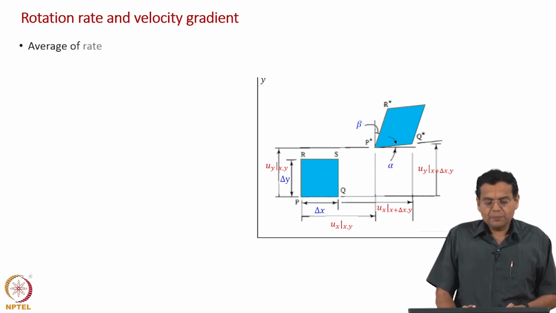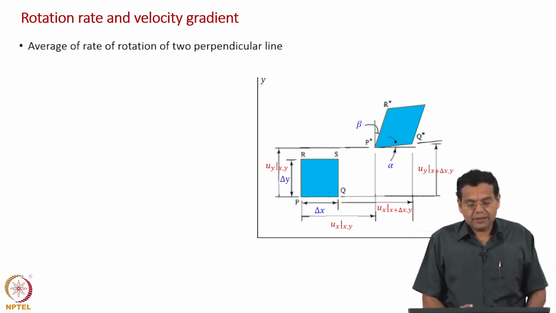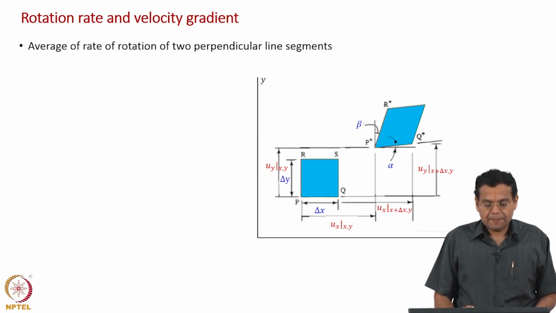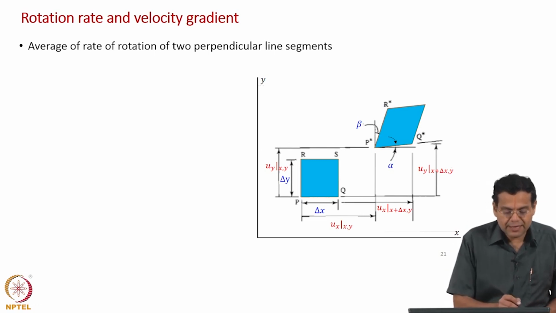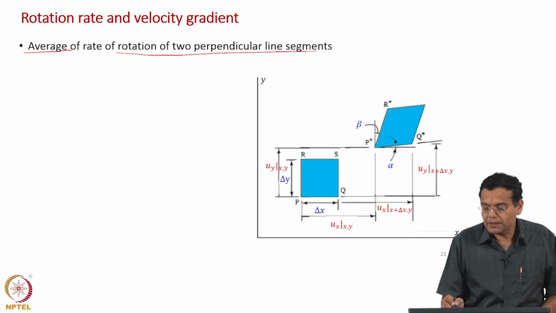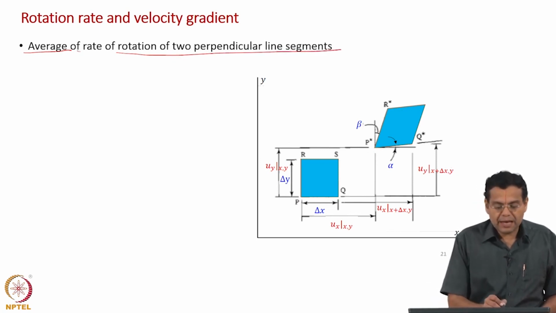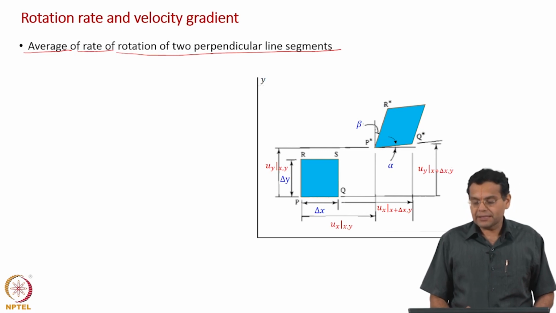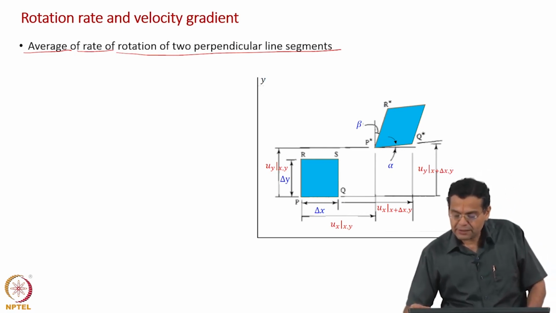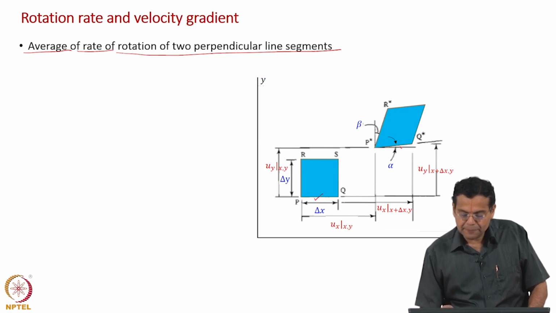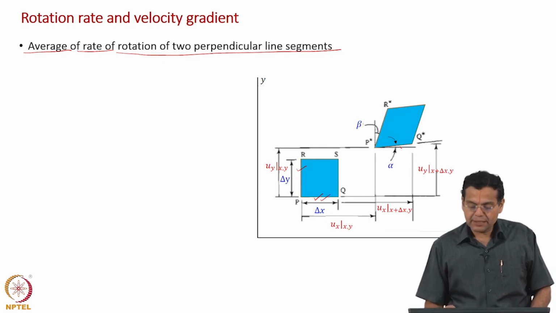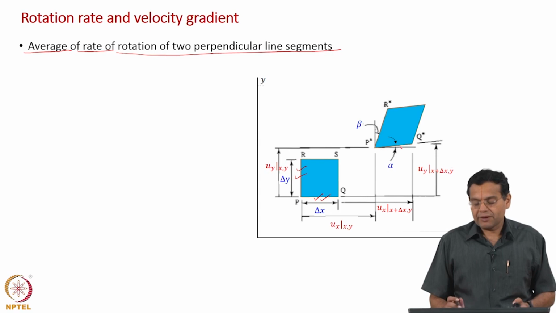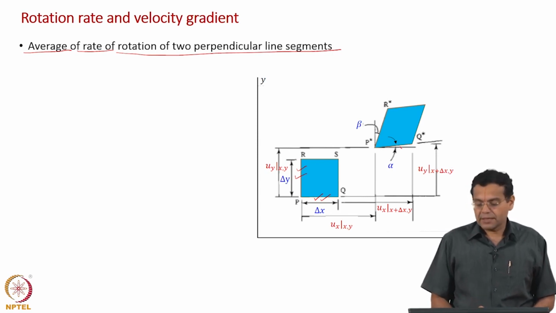We can also relate rotation rate and velocity gradient. For the case of rotation, we defined it as the average of rotation of two perpendicular line segments. Now, it is very simple: the average of the rate of rotation of two perpendicular line segments. What does it mean? If you consider two line segments PQ and RS which are perpendicular to each other, the rate at which PQ rotates plus the rate at which PR rotates, the average of these two is the rotation rate, of course taking into account the sense of rotation.